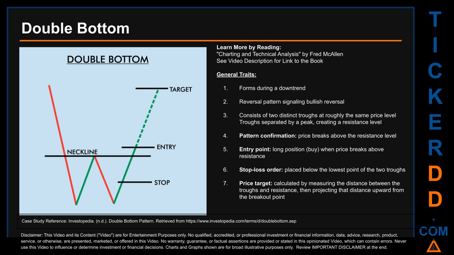Here's a true story about the double bottom pattern, along with an open source reference. In 2016, semiconductor manufacturer Advanced Micro Devices, AMD, experienced a significant decline in its stock price due to concerns about the company's financial performance and market share. The stock dropped from a high of around $15 in 2015 to a low of around $1.60 by early 2016.